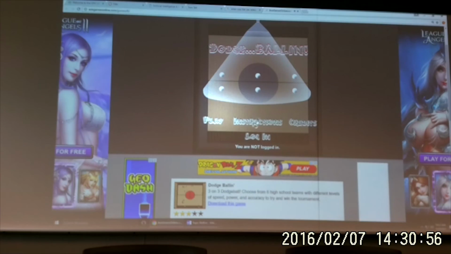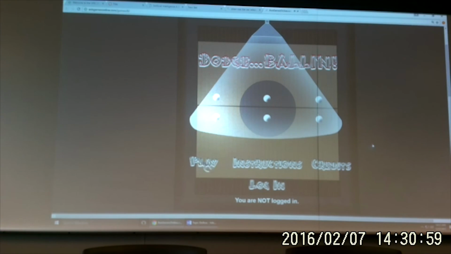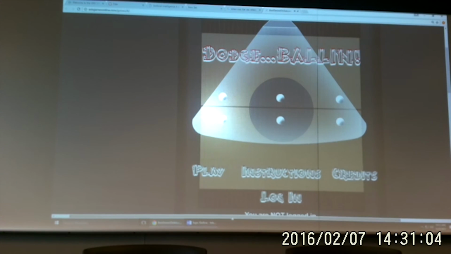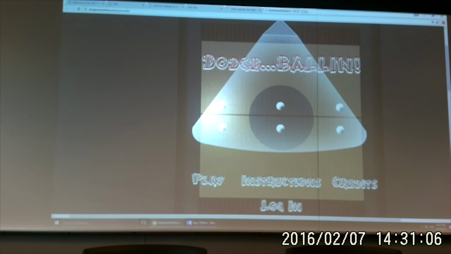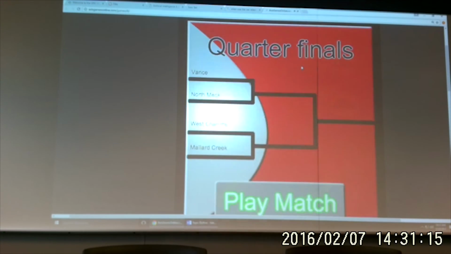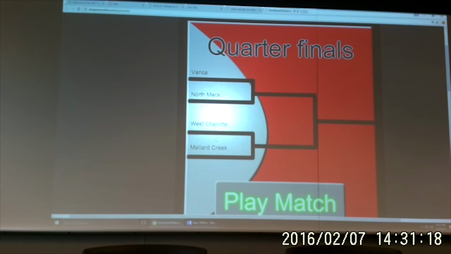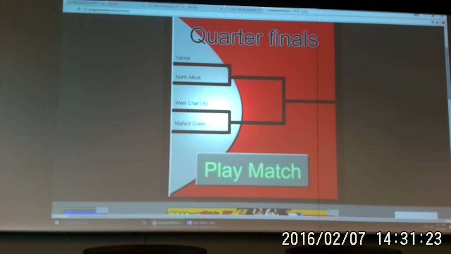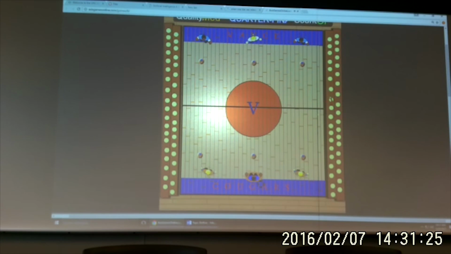So the game pulled up here. Zoom in. Make it as big as possible. Alright, we'll pick our team. Who do we want to be? Vance. Vance? What did you say? We'll be Vance. Alright, so we're playing. What's that? Alright, so I'm at the bottom. You can click and hold to charge up.